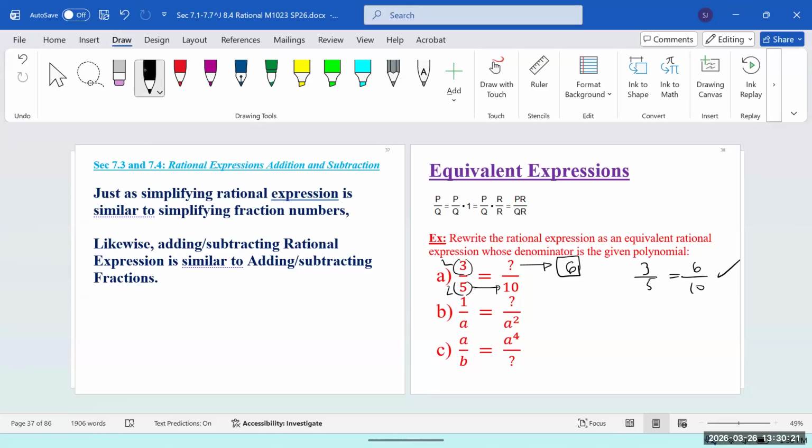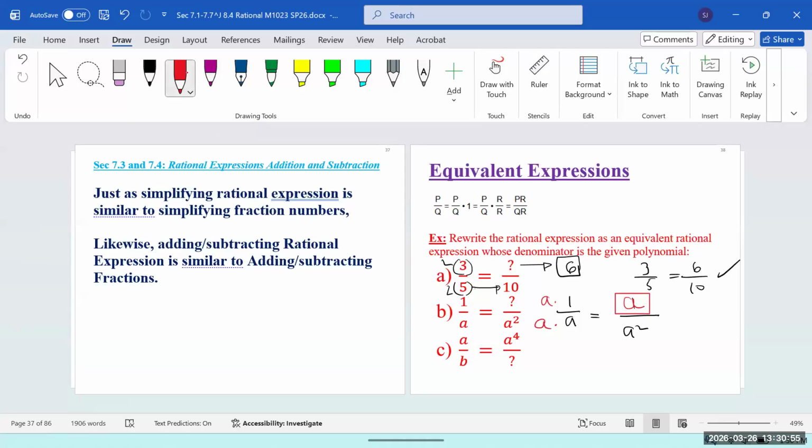Same thing happens in the expression, in the variable. We have 1/a. This is the same as what over a square? Are you sure? So you need to multiply by a, both of them. Okay. So definitely not 1, it should be a.